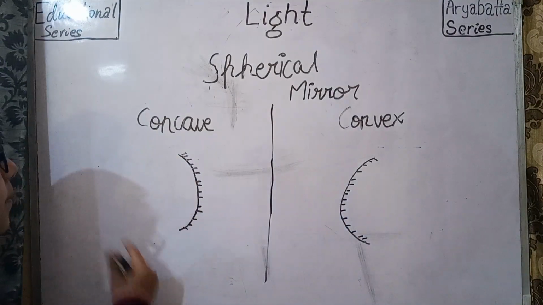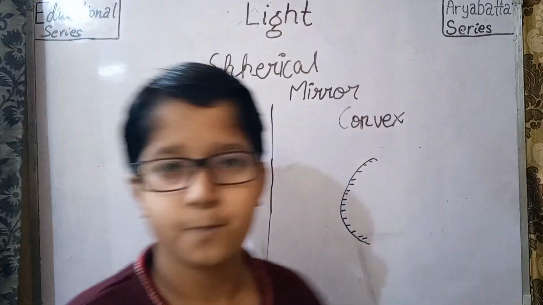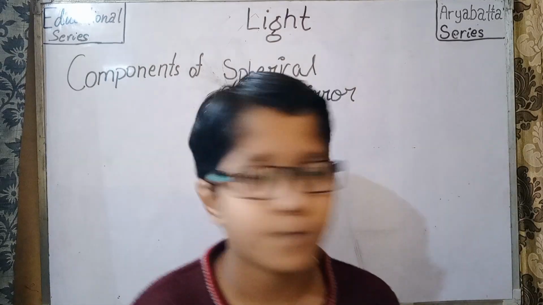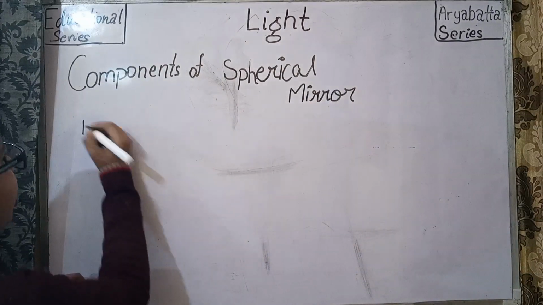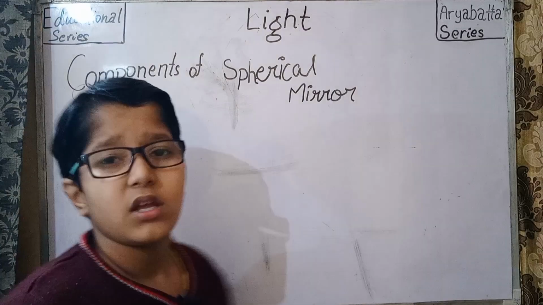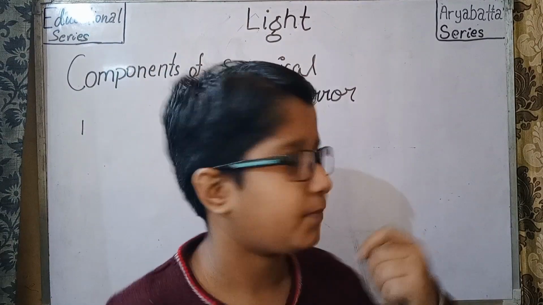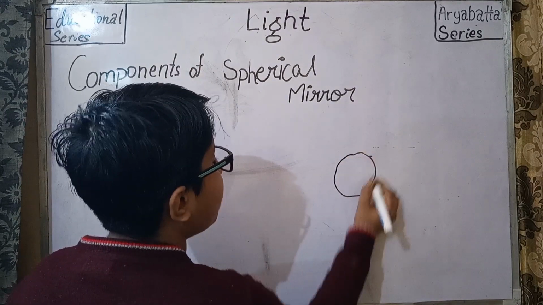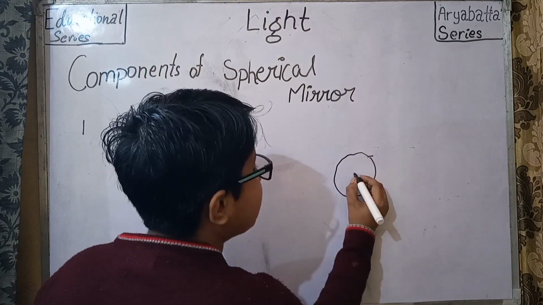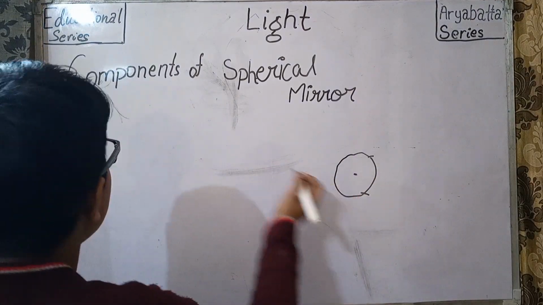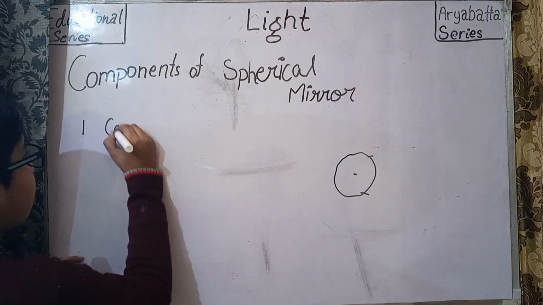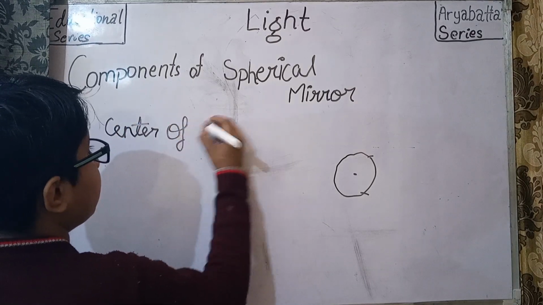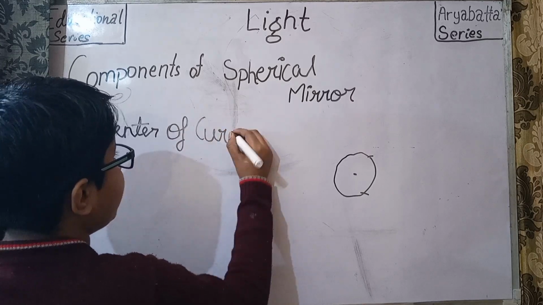Now let's see the components of a spherical mirror. The first component of a spherical mirror is the center of curvature. As we saw, a concave or convex mirror is a part of a sphere, and that sphere would have a center. That center is known as the center of curvature.